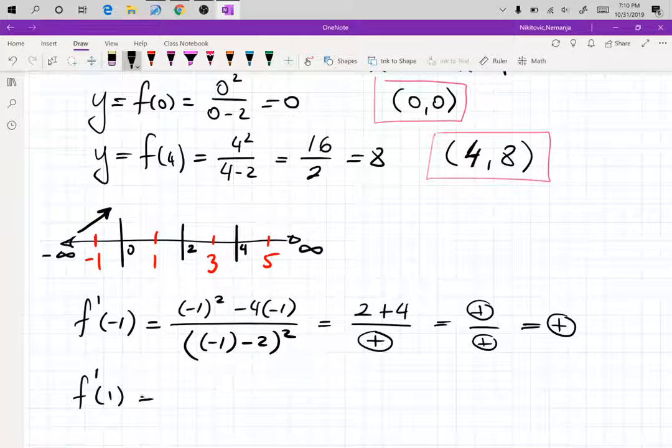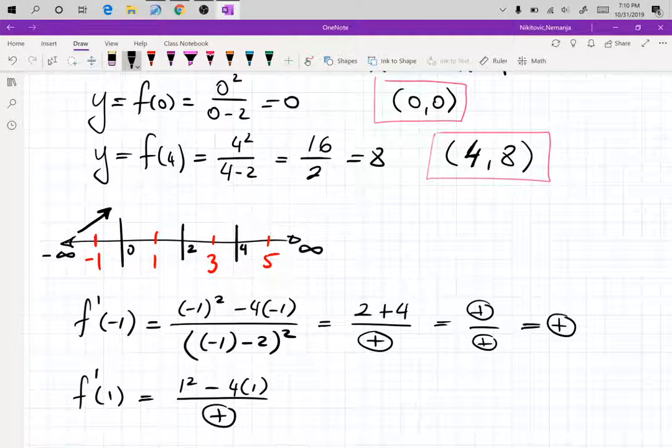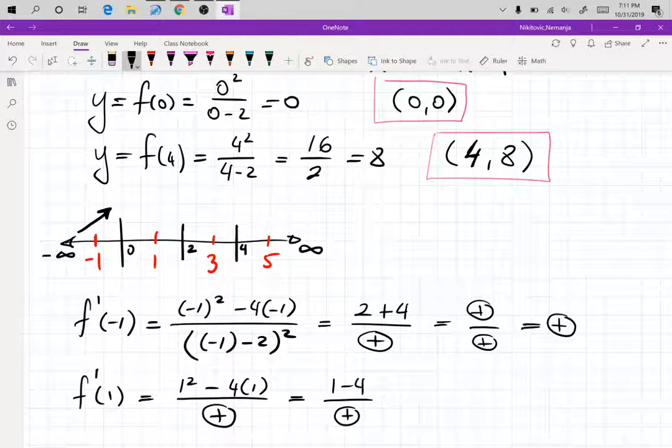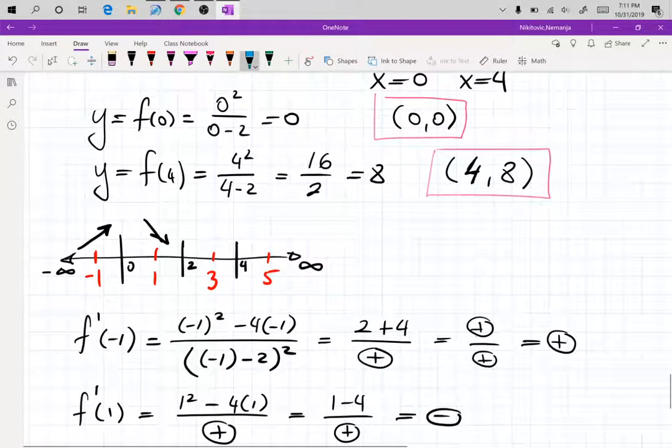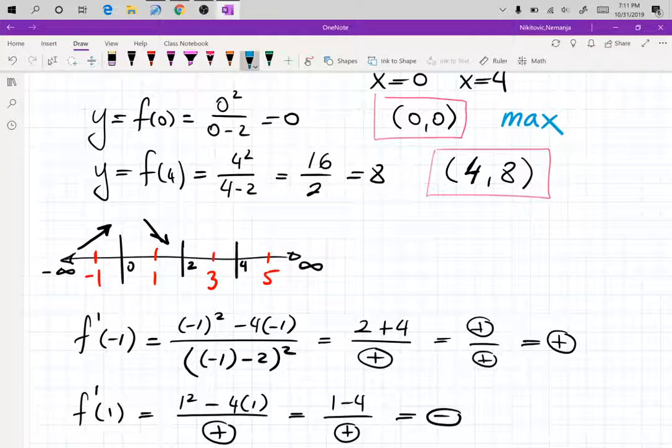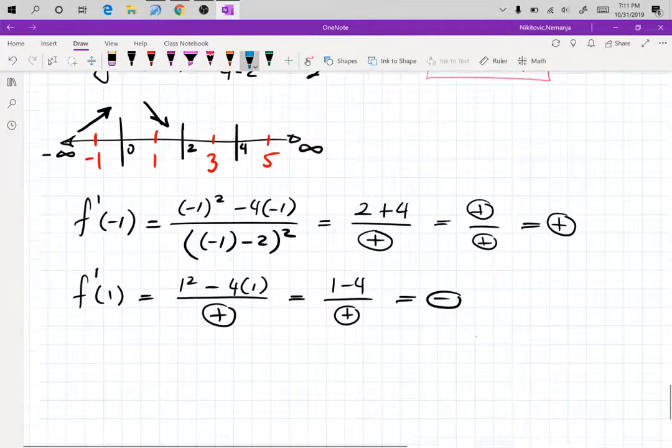F prime at 1. 1 squared minus 4 times 1, divided by something positive because it's squared. I have 1 minus 4 divided by a positive, all together equal to a negative, so a decrease. And what do we get for free? Minimum at 0, 0. Very good. So no, not a minimum, a maximum. It's a max at 0, 0.